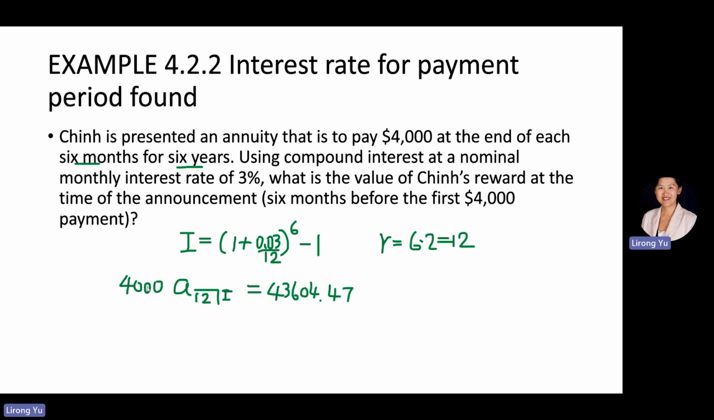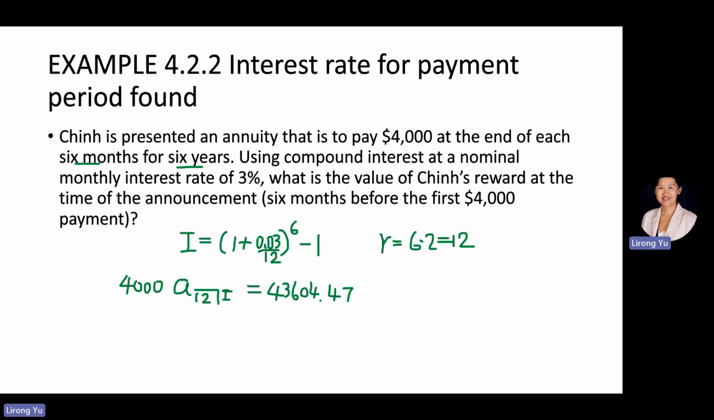And again, if you want to calculate the total value at time 6 years later, you have to multiply the annual interest rate, which is this interest rate, (1 + 0.03012)^12 - 1, to the power 12. That will be the one you multiply. You multiply the accumulation function to get the time 6 value. But right now the question is calculating the present value at time 0.